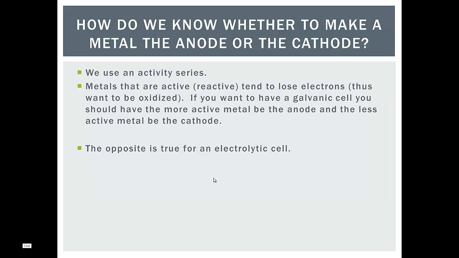Right, so how do we know whether to make the metal the anode or the cathode? We use an activity series, which is basically a list of the metals in order of their reactivity. Metals that are active or reactive tend to lose electrons, thus they want to be oxidized. So if you want to have a galvanic cell, you should have the more active metal be the anode and the less active metal be the cathode. The opposite is true for an electrolytic cell, so the more active metal becomes the cathode.